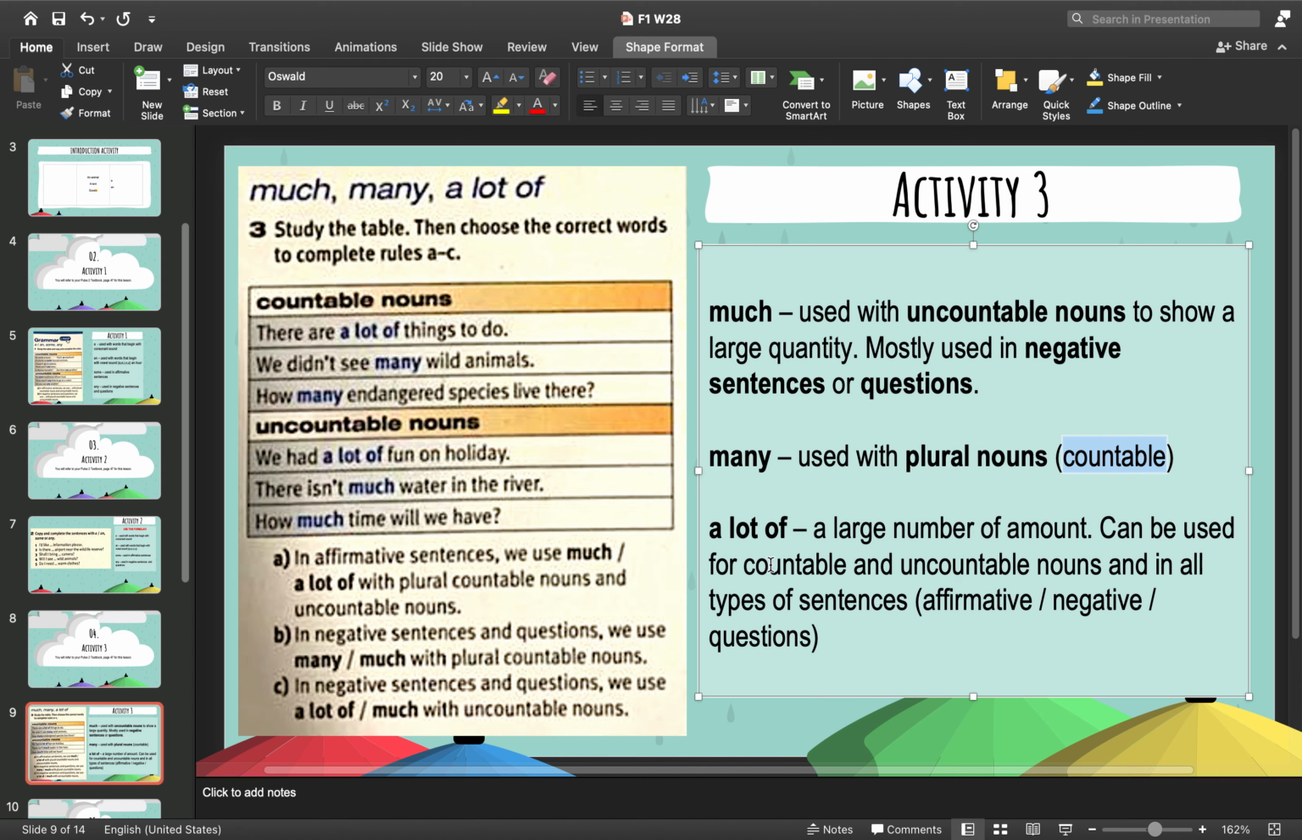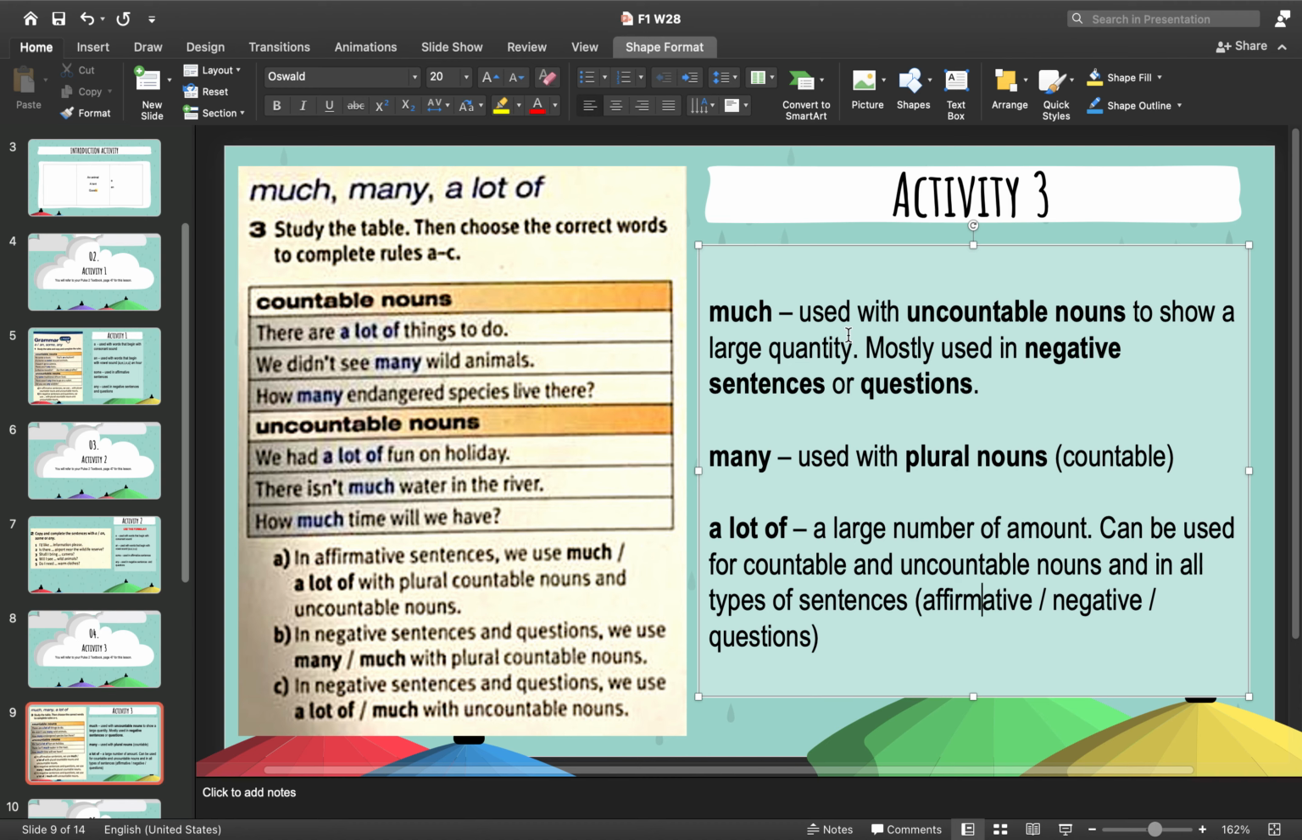Okay, lastly we have a lot of. A lot of ni pun large amount juga. Nak tunjuk number of large amount ni maksudnya banyak sangat. Okay, dia boleh dipakai untuk countable and uncountable nouns. Okay, dia boleh pakai untuk countable dengan uncountable. Lepas tu dia boleh pakai untuk semua jenis ayat. Ayat affirmative ke, negative ke, questions ke, semua boleh untuk a lot of.